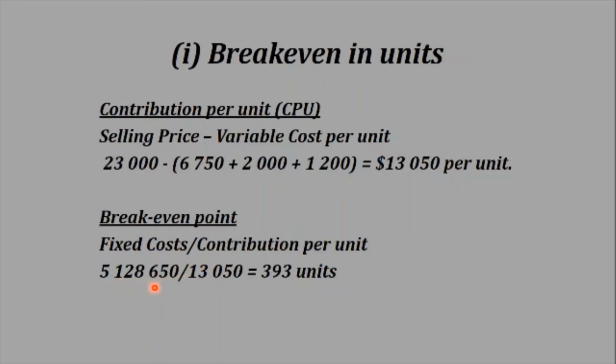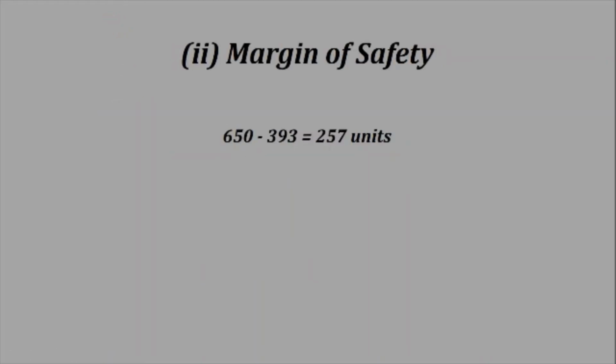5,128,650 is the budgeted fixed cost, and we must make sure we get the budgeted fixed cost here, not the actual, divided by 13,050 equal 393 units. Next, we have the margin of safety, and this is the budgeted production, 650 minus the break-even point that we just calculated, and it's 200, gives us 257 units.